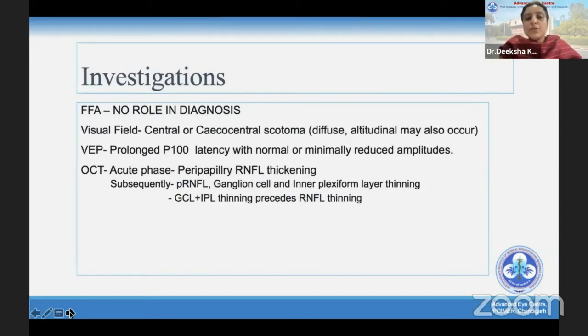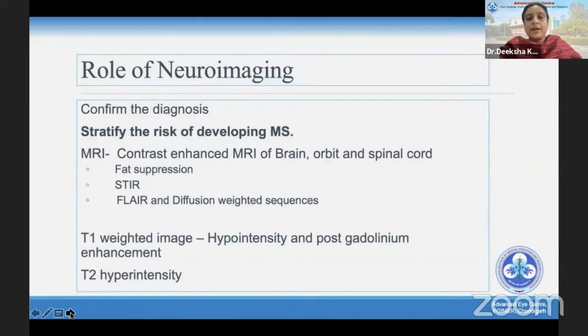Visual fields, when done, most commonly will show a diffuse pattern. The most typical, however, would be a cecocentral or a central scotoma, though altitudinal field defects can also occur in MS-associated optic neuritis. VEP will typically show a prolonged P100 latency with normal or minimally reduced amplitudes. And if OCT is done, the acute phase will show a peripapillary nerve fiber layer thickening and subsequently thinning of the nerve fiber layer along with thinning of the ganglion cell and inner plexiform layer. And the ganglion cell and IPL thinning may precede the retinal nerve fiber layer thinning.